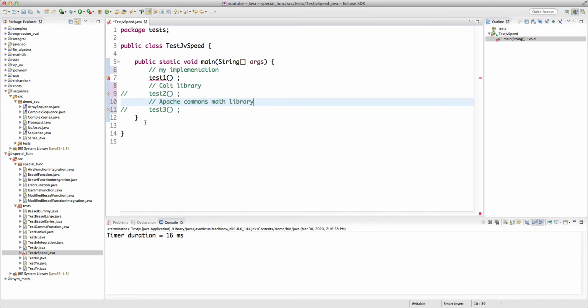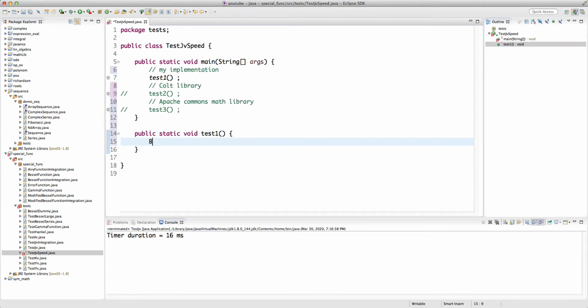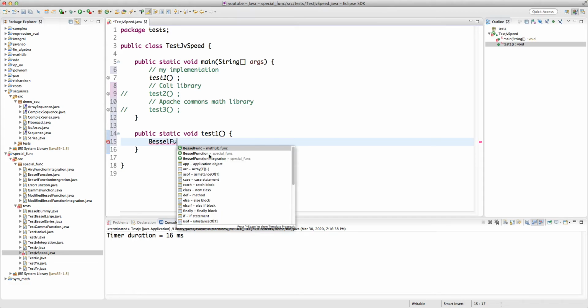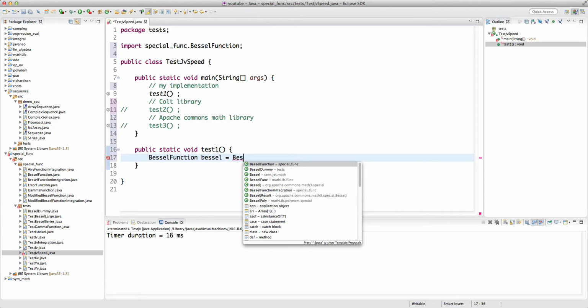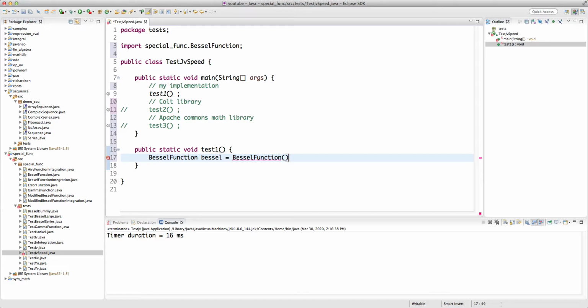All right, so let's start with the first one, public static void test1. In test 1 we're going to create our Bessel function, which comes from our library, Bessel, and it's an object, so we have to instantiate it. We're not invoking any static method. Bessel function. All right, and don't forget the keyword new.